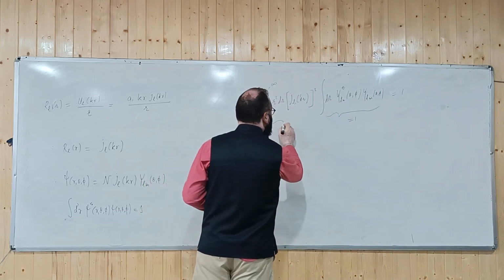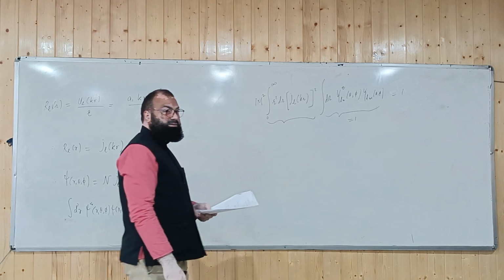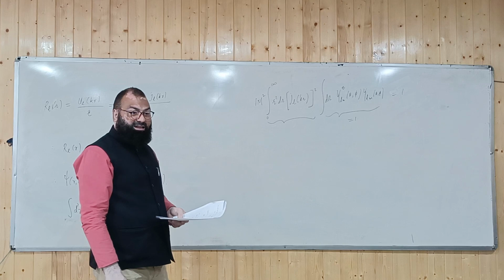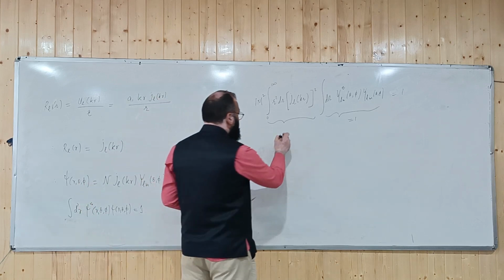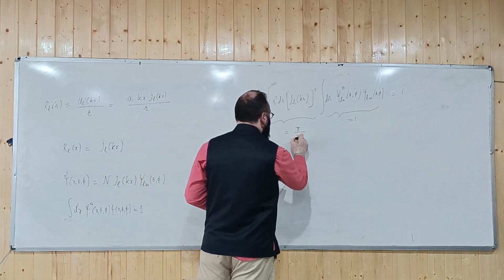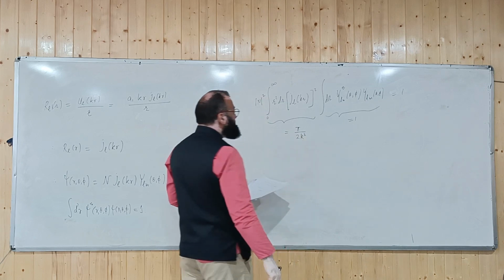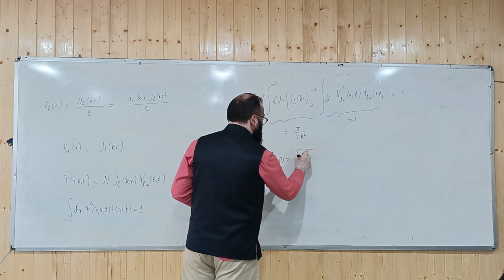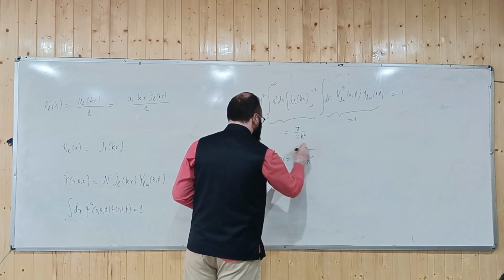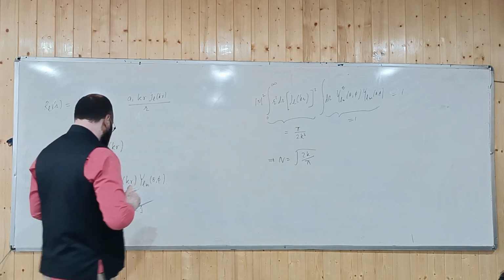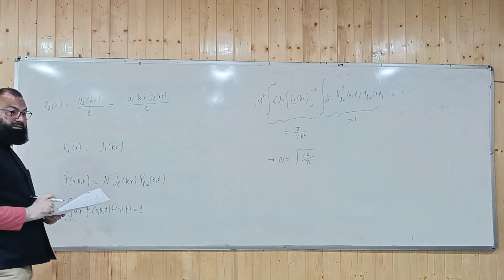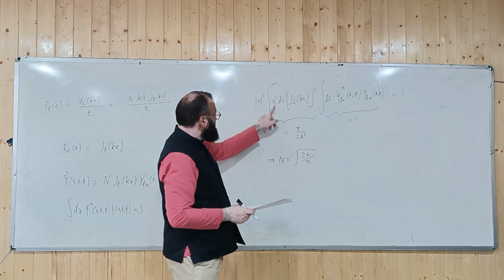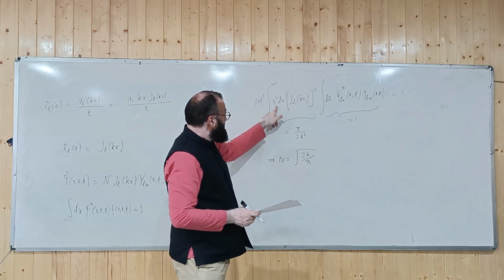So can you tell me what is the value of this very integral? This is an integral you have done. It's a very standard integral of the Bessel functions. So try it at home. It's pi divided by r. Look at the r. So it means N is equal to root of 2k by pi. It is pi by 2k squared, because you already have r squared here.